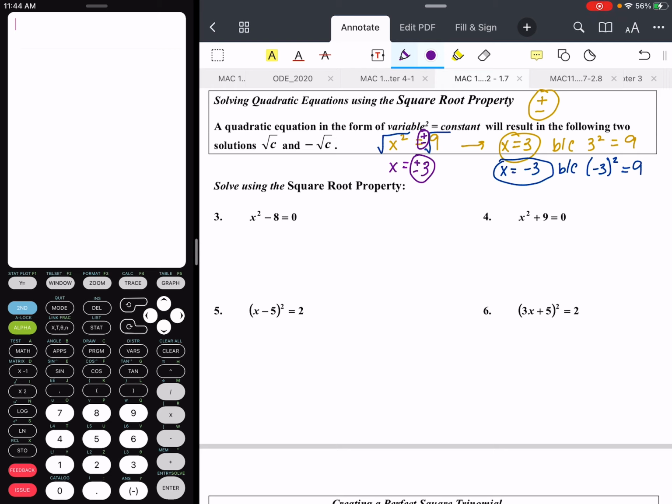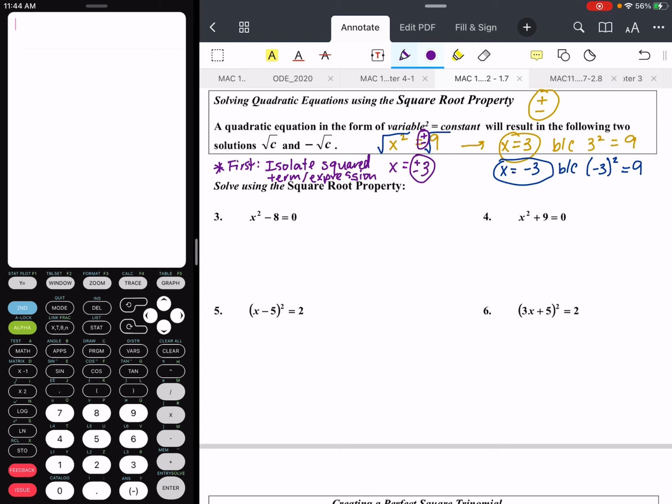All right, and I just want to mention, as we're doing this, the first step: we want to isolate the squared term or expression. So make sure you isolate the squared thing going forward.